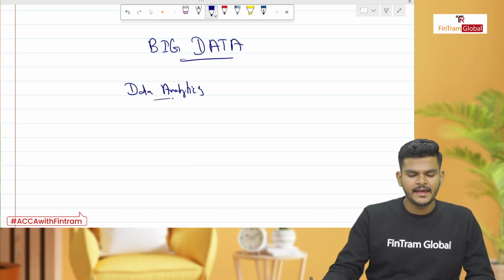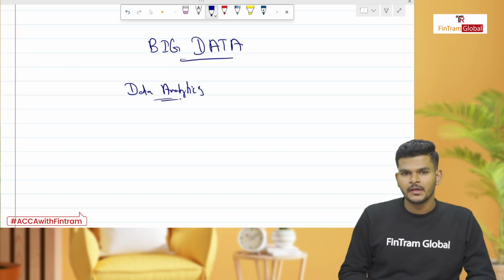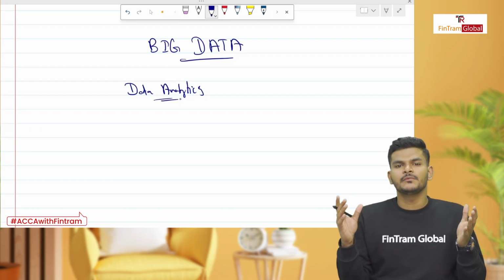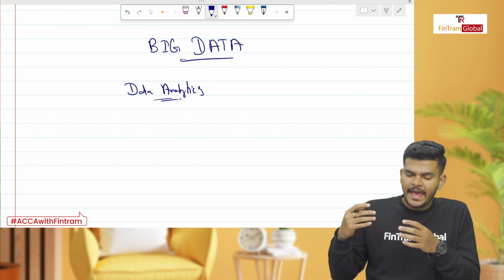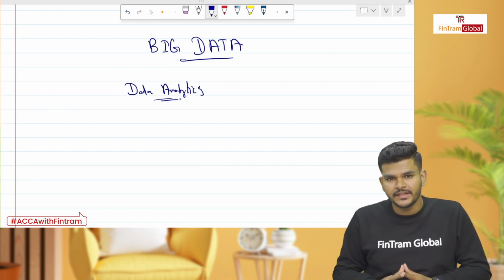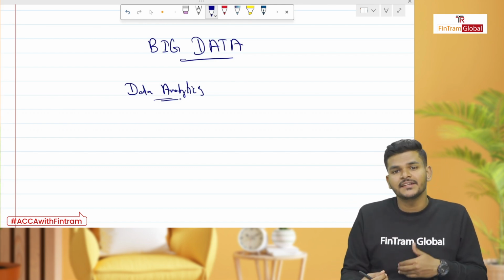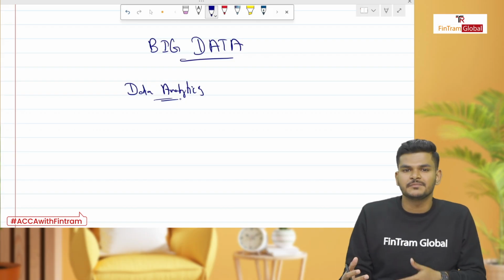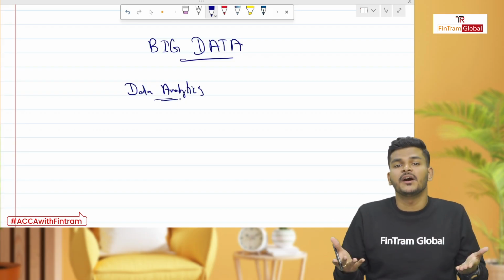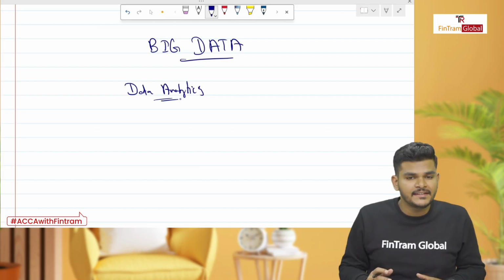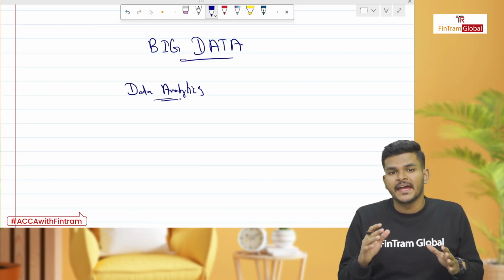So what is data analytics all about? We have a huge volume of data with us, right? So why don't we do something? Why don't we just analyze this huge volume of data, identify patterns, trends, relationships and correlations between different variables, and use it to our advantage. This is the idea behind data analytics.